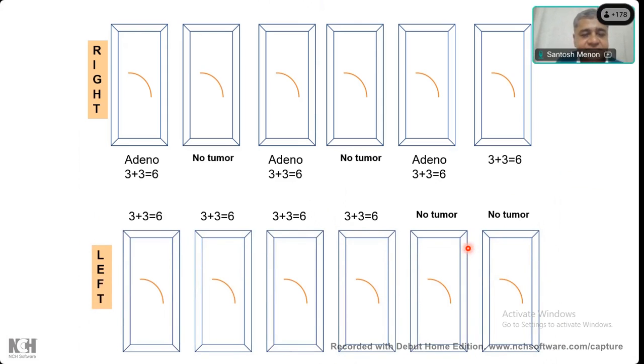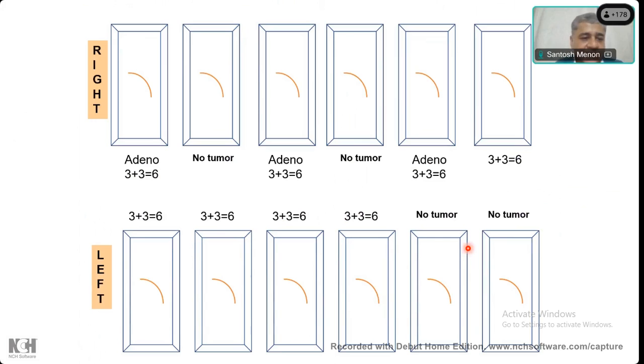Agreed? Yes. Agreed, guys? Okay? So we discussed the 12 cores. What is this figure representing? These are 12 slides with Gleason's. I have labeled this. This is just a cartoon to make you understand that right-sided 6 cores and left-sided 6 cores are there.